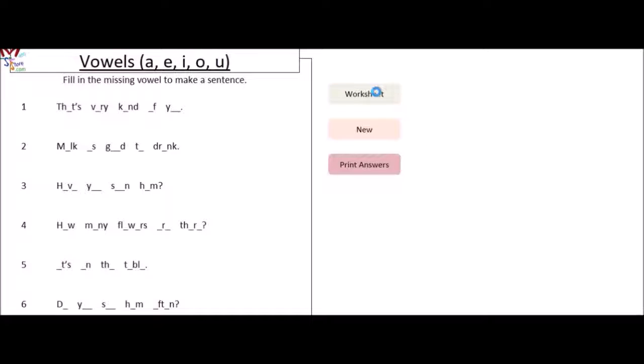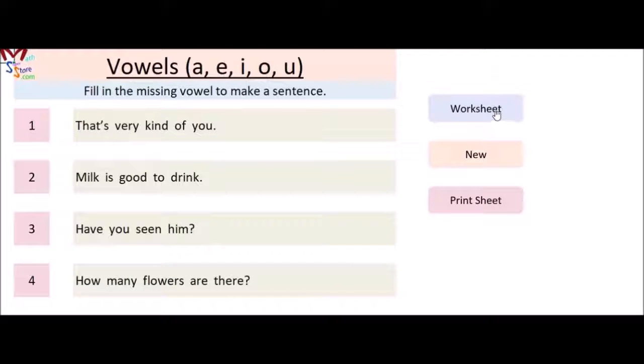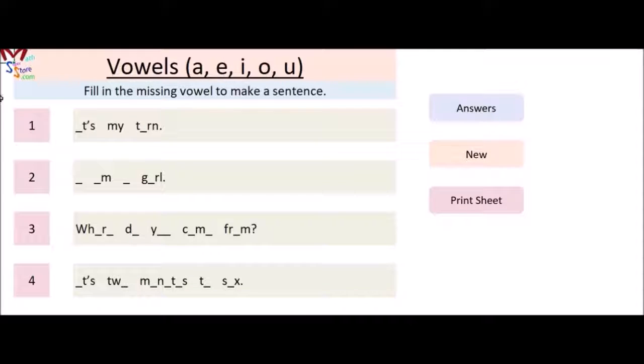If we go to worksheet, now the worksheet is for working on the board. So the teacher is standing at the interactive whiteboard and the students are trying to figure out what vowels are missing from these sentences and what the sentences should be. All the answers are there for the teacher, so the teacher doesn't have to work anything out. You press new and it'll generate a new set of questions. Go back to the worksheet and we can see all the vowels are missing.